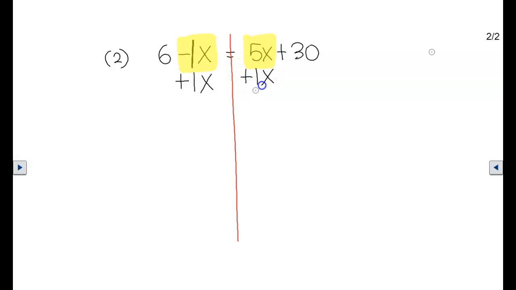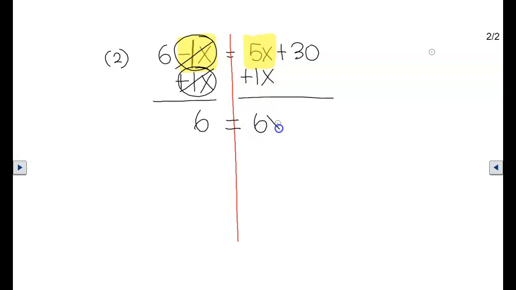I'll have to do the same thing to that other side. So I have determined that negative 1x is the smallest, and I do the opposite, which is adding 1x to cancel him out. My subtract 1x and my add 1x undo each other. They cancel. So I have 6 is equal to 5x plus 1x is 6x, and then my plus 30. So step 1 is done.